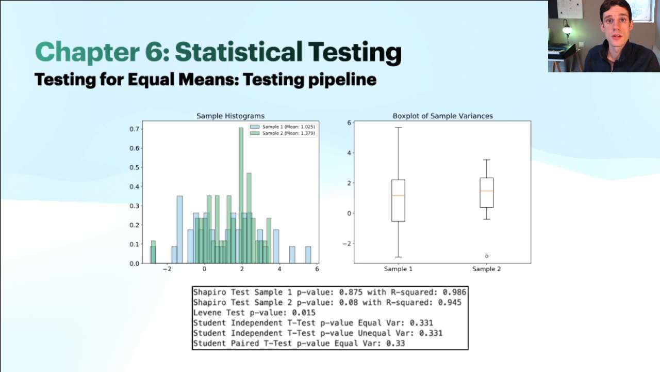And thus, we cannot reject the null hypothesis, and we have to accept it, meaning the assumption that the underlying populations have equal means. And thus we can confidently conclude that this is indeed the case.